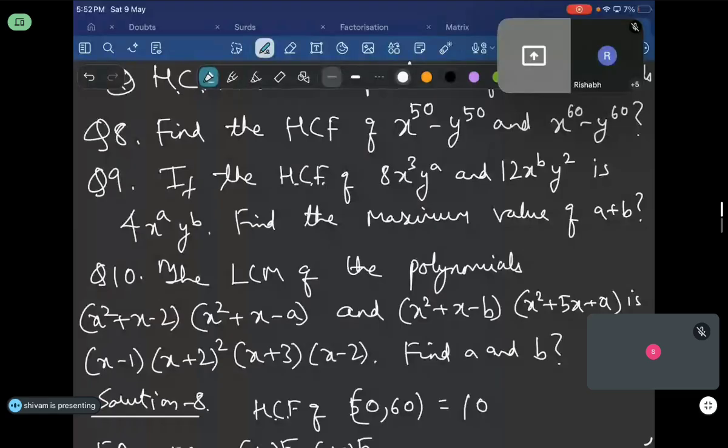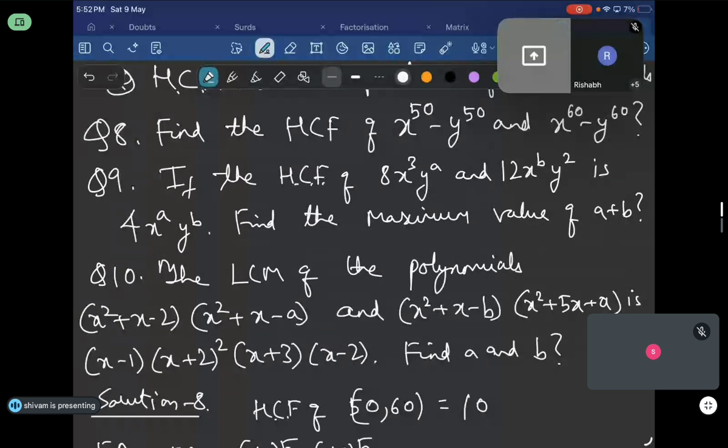Sir, then for any x to the power a minus y to the power a and x to the power b minus y to the power b, the HCF is x to the power HCF of a and b minus y to the power HCF of a and b. Number 9 should I start?